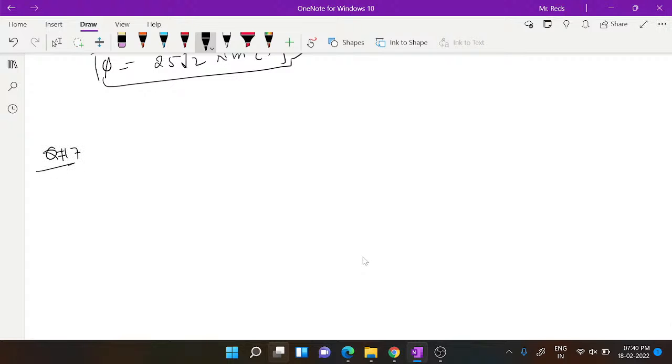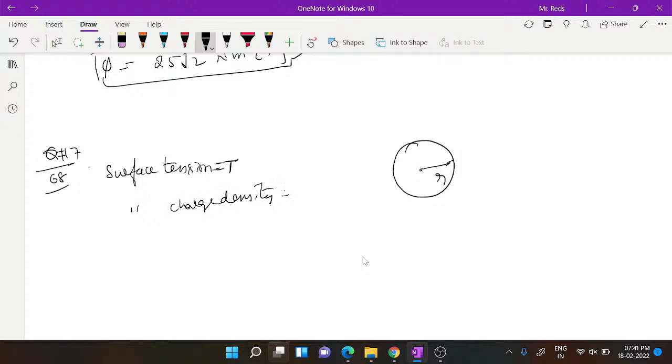Question number 7. The question is: the surface charge density of a soap bubble of radius r and surface tension T. Surface tension is nothing but force per unit length. The surface charge density of this is equal to sigma.